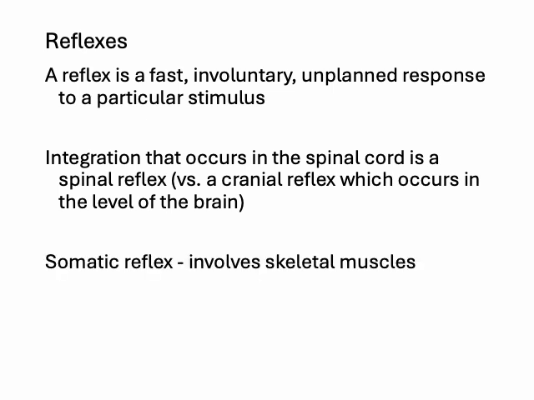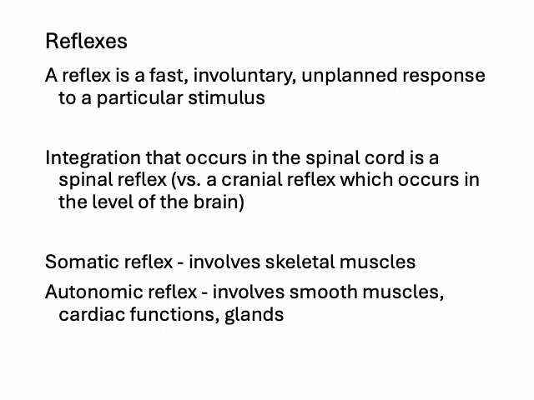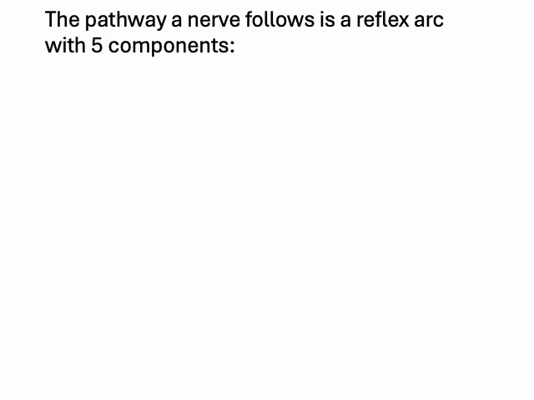There are somatic reflexes, which are skeletal muscle movements, and there are also autonomic reflexes, which involve non-skeletal muscles. We will be addressing the whole autonomic system next week, so hold that thought. The pathways of a nerve reflex arc are always 5 components.